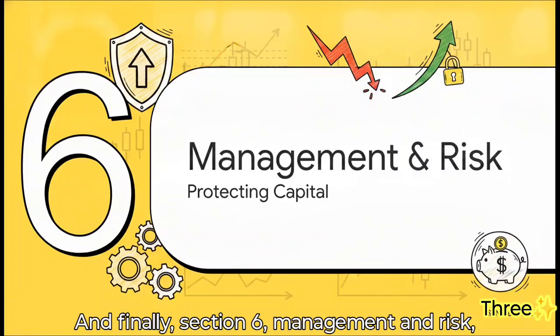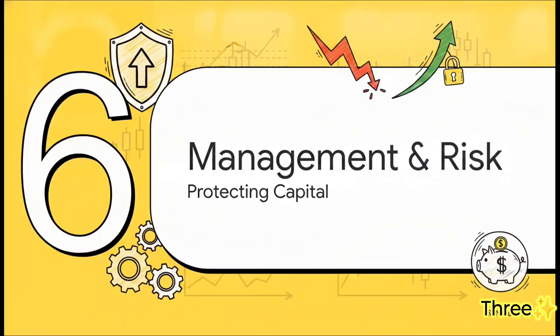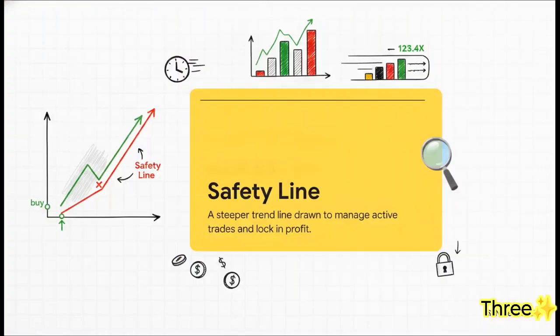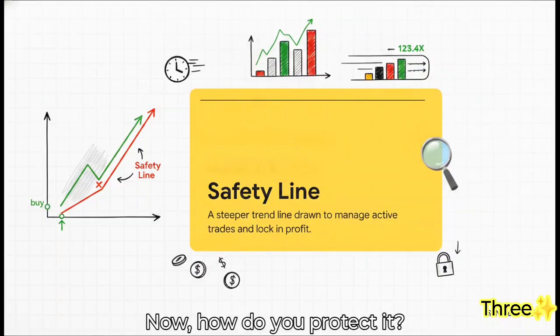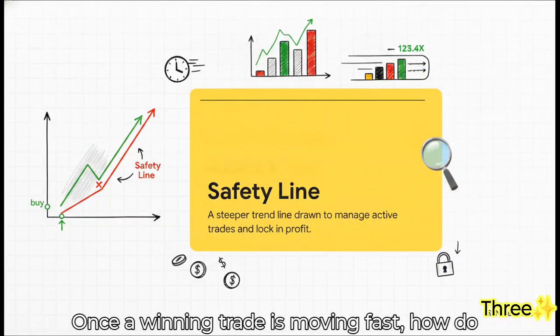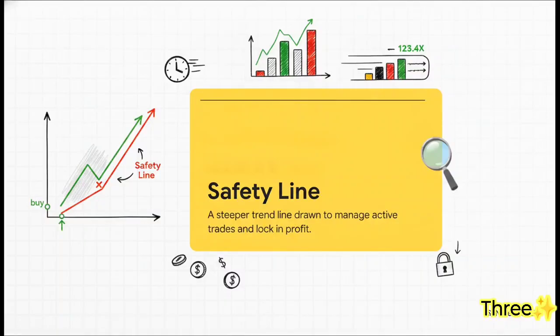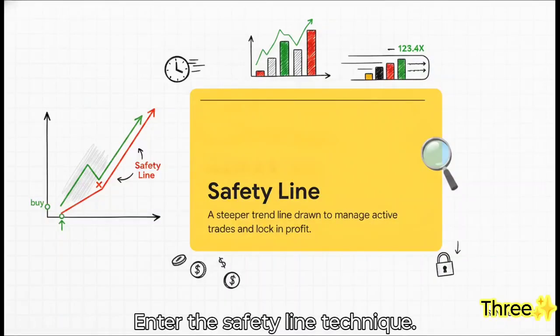And finally, Section 6, management and risk, protecting that hard-earned capital. All right, you've built the trade, you're in profit. Now, how do you protect it? Once a winning trade is moving fast, how do you know when to get out without giving it all back? Enter the safety line technique.